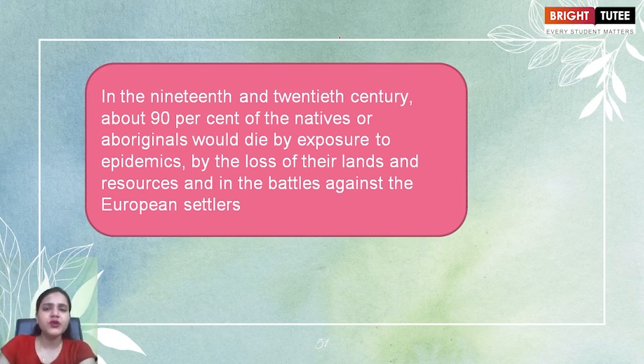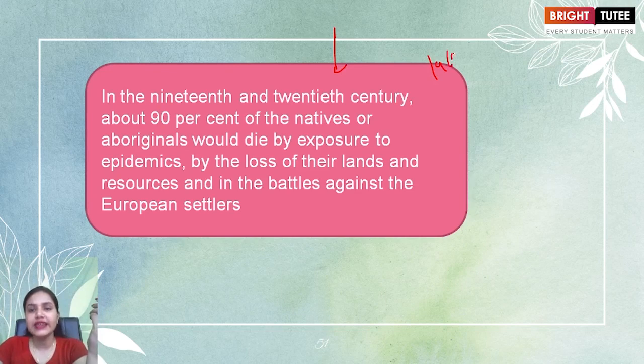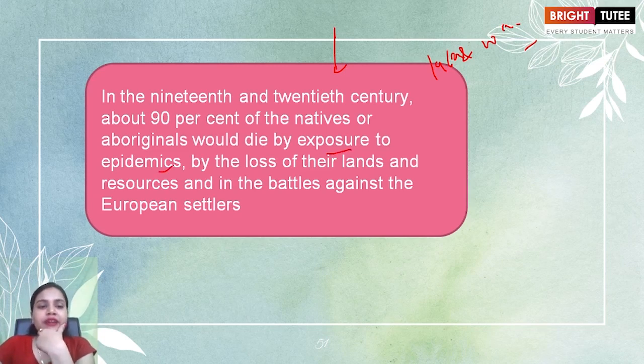And it is also very hard to believe that in the 19th and 20th century that we are talking about, about 90% of the population of natives here, the Aboriginals, died. It was really hard to believe this fact, that 90% is a large chunk of the population. So they died by exposure to epidemics. Please understand this point, that they all died due to the exposure to epidemics.